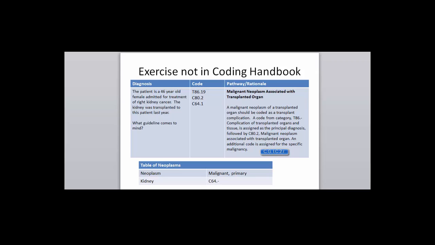Kidney cancer. We look up under our table of neoplasms, malignant primary column, it's the kidney with a C64-, meaning we're going to have additional characters to identify her as having the right kidney. The right is character 1 in this code, so the final code is C64.1. So just a good example of knowing that it's not always about organs that you were born with. Sometimes it's about organs that you received.